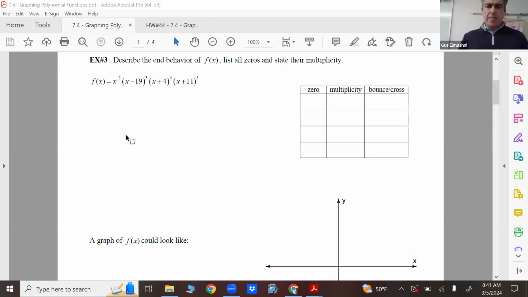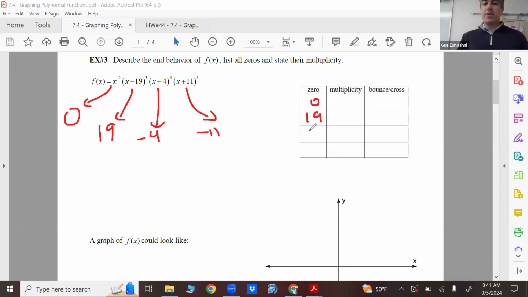So let's look at this one. Describe the end behavior, solve the zeros, state the multiplicities. Okay, let's find the zeros first. That should be pretty straightforward, I believe. Let's go red so it stands out. Super easy. The first factor, what makes that 0? What makes x squared 0? Right? What makes the second factor 0? 19. What makes the third factor 0? And the last one? There you go. Those are your zeros.